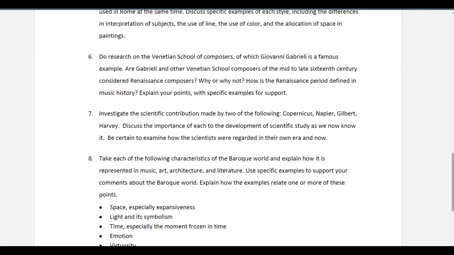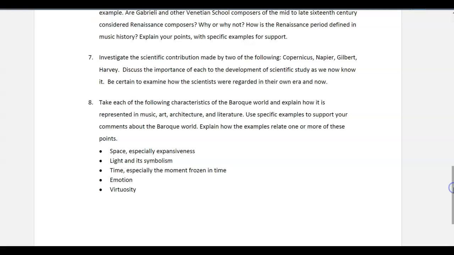So you're going to talk about key aspects of music. So for those of you who are interested in music, music theory and history, this is a topic for you. The next topic, number 7, is all about science.